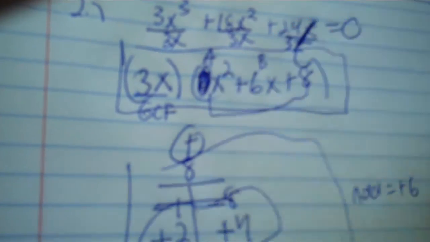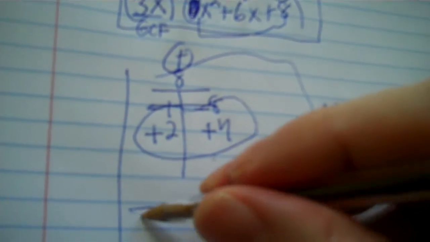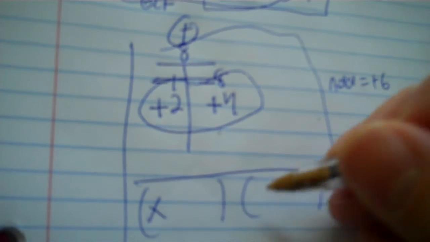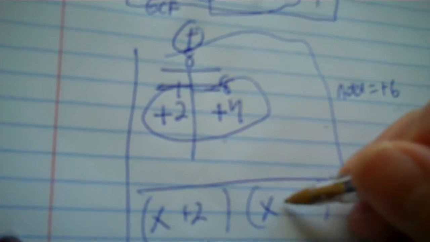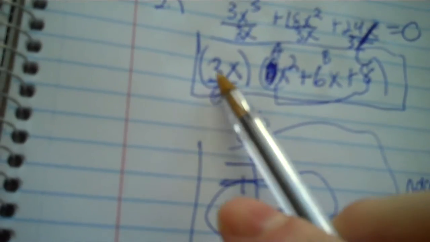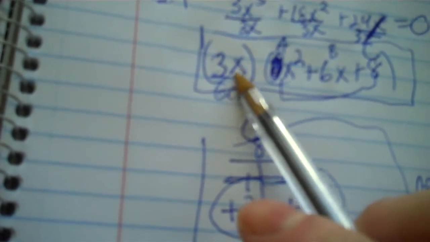Now my a up there is a 1, okay? So I'm allowed to get rid of the 1, and now it's just x to the second, so I can just go x plus 2, x plus 4. And then that GCF's important because it has an x with it, so I need to remember to bring that down.